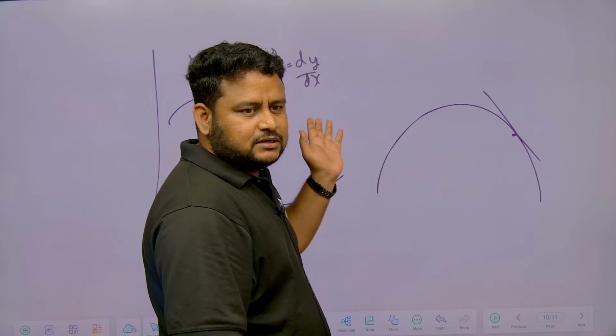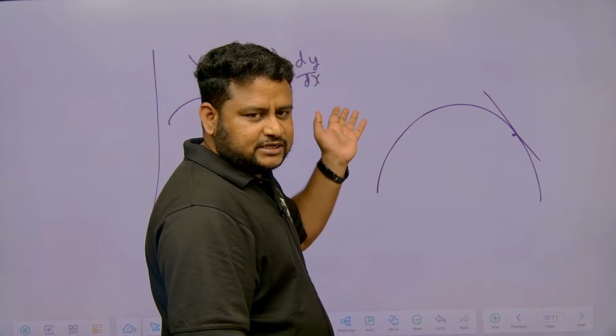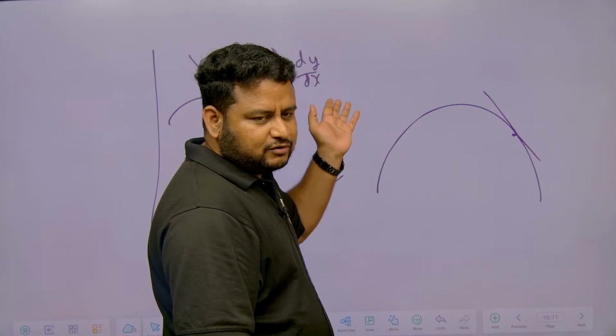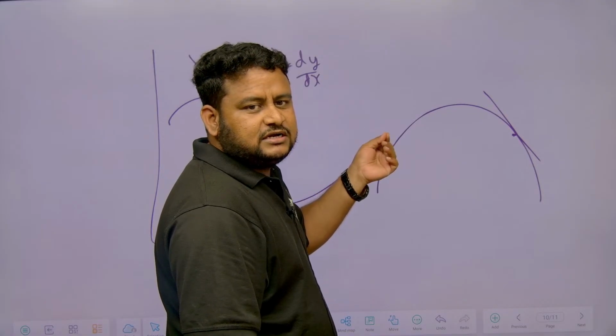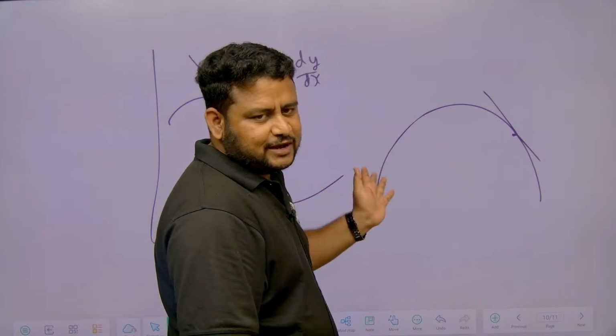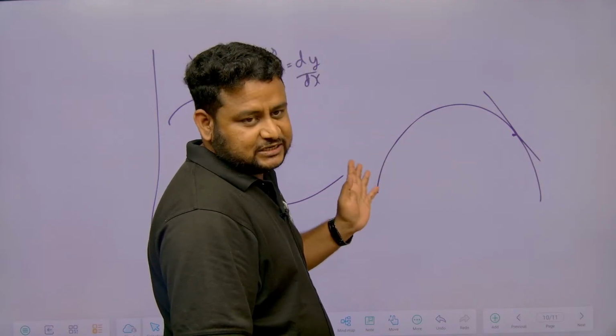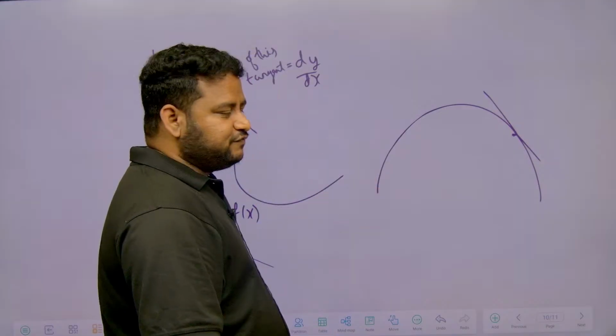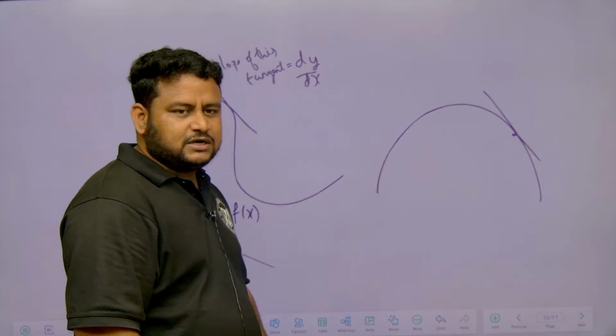How we did? Time, that is s is equal to t square, I told you. ds by dt you got what? 2t. Time I told 2 seconds. Like that, here also you put the value. First you should do what? Differentiation. Clear? That is what you will get.